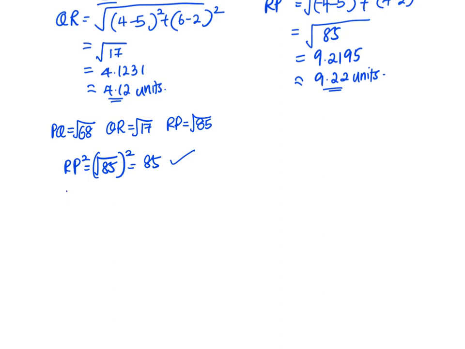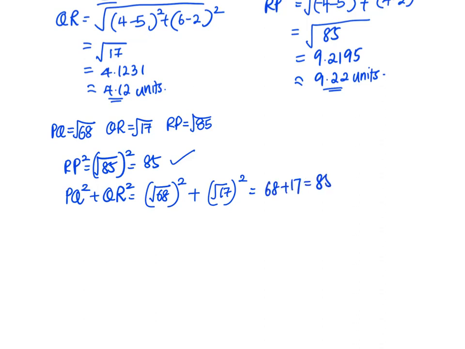I have the other two sides, PQ square plus QR square, the other two slightly shorter sides. So I'm going to take PQ square, which is square root of 68 holding square, plus square root of 17 holding square, and it gives me the number 68 plus 17 to be 85. So you notice that I have two numbers which are 85. So since this is true, I start to write the converse of my Pythagoras theorem.